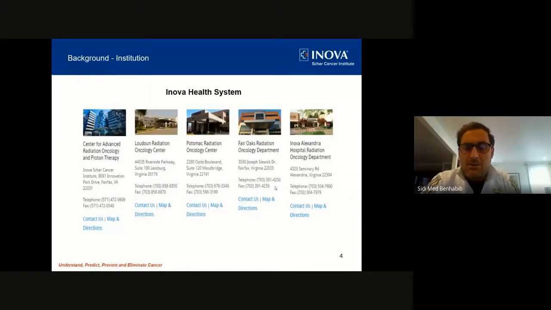Just a quick introduction about Inova. It's a chain of five hospitals. I work at the main site on the left side, and we have four satellites. We try to standardize the practice across the system. It's a very challenging project. That's what we are working on right now.